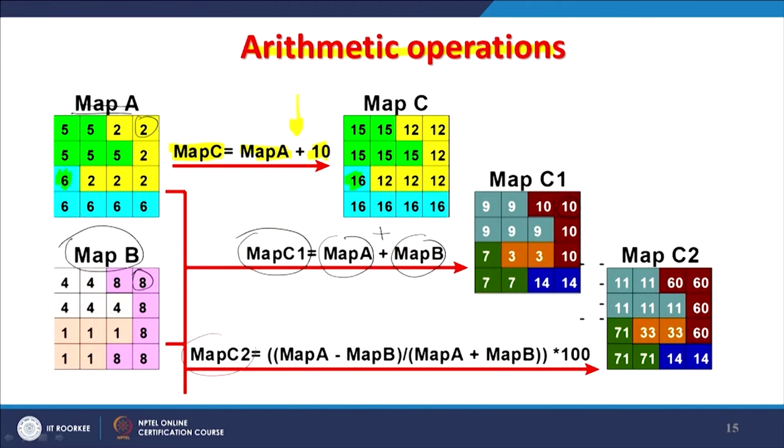This is now the map C2 example. So map A, now here in this one all 4 operators are being used. Then minus map B divided by map A plus map B multiplied by 100. So all 4 operators have been used, and map C will carry that value. So likewise you can use all arithmetic operations in one go.